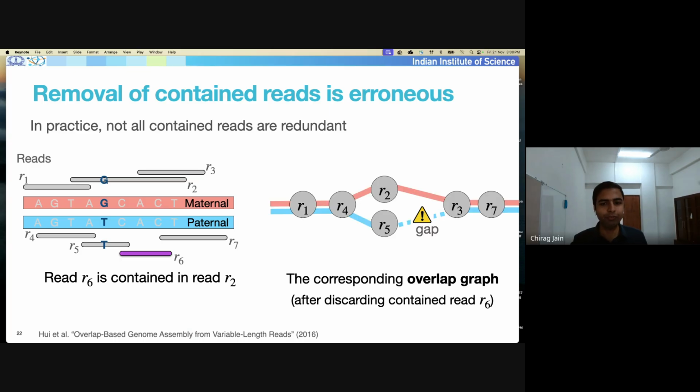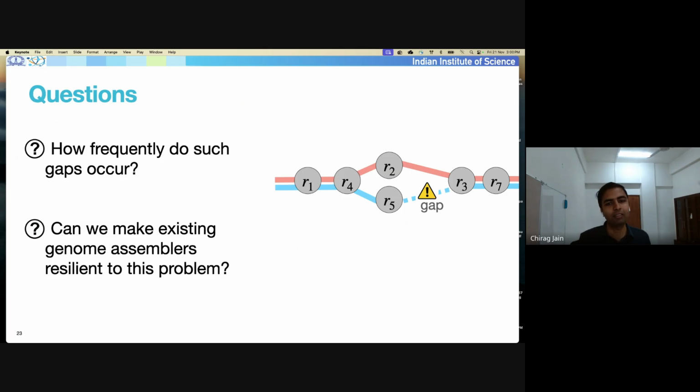So I hope this issue of removal of contained reads is clear. And the project that I displayed initially, in this project, we are trying to address two questions. First is how frequently do such gaps occur in the entire genome sequence? Because if these gaps don't occur in practice, then we don't need to worry about this problem at all. And the second question is, how can we make existing genome assemblers resilient to this problem? So these are the two questions that we wanted to ask in this project, and I'll take you to the answer of these questions one by one.